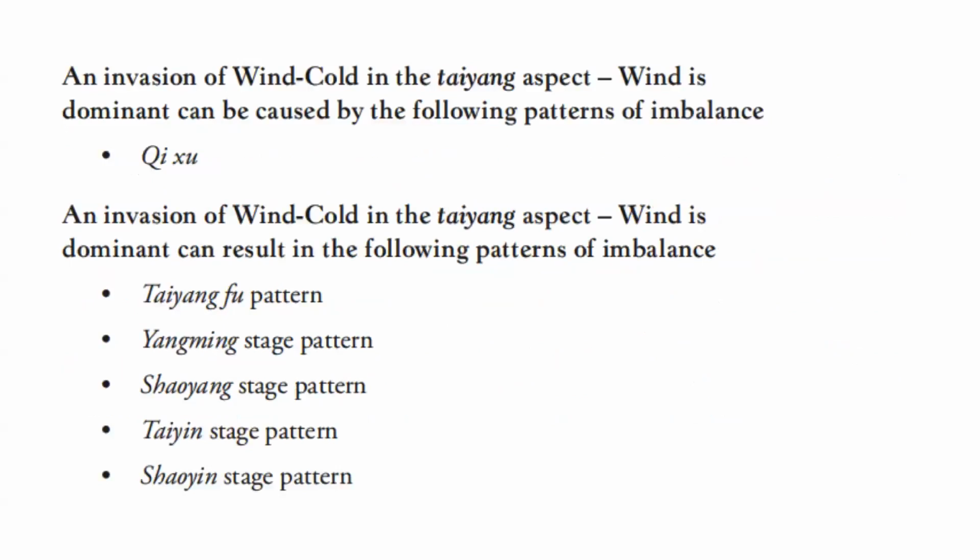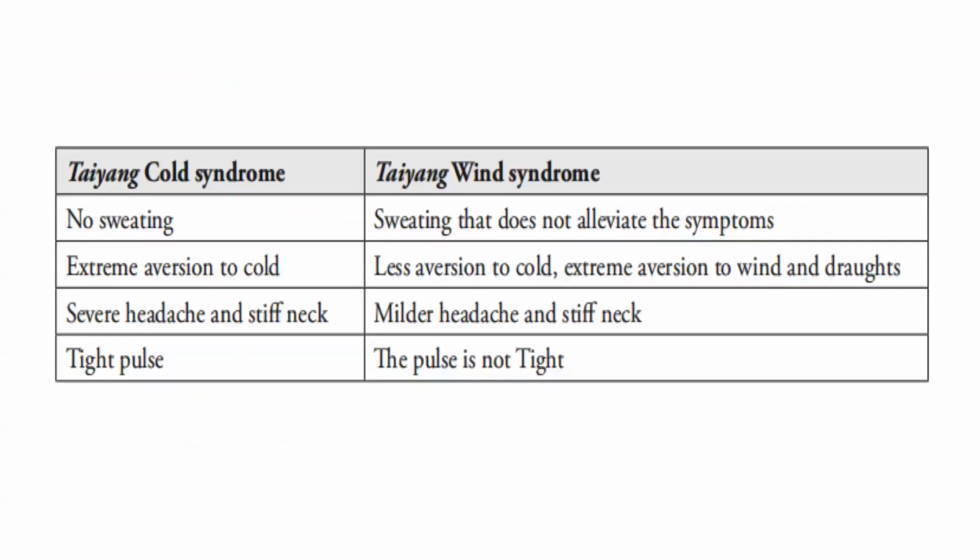An invasion of wind cold in the Taiyang aspect, where wind is dominant, can be caused by qi deficiency, and in turn can result in Taiyang Fu pattern, Yangming stage pattern, Xiaoyang stage pattern, Taiyin stage pattern, and Shaoyin stage pattern. Here is a comparative table on the symptoms of Taiyang cold syndrome versus Taiyang wind syndrome.